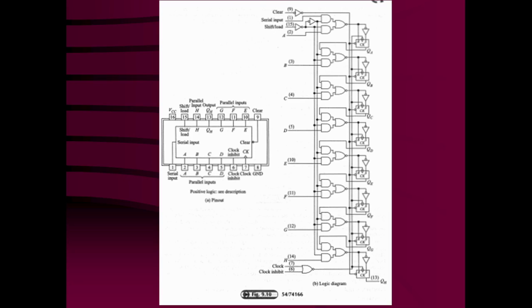One by one, data bits are going to be entered serially, and they will be shifted from QA towards QB and down the line.